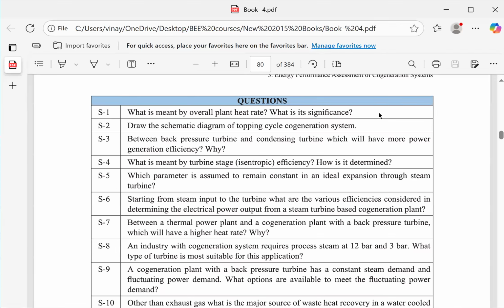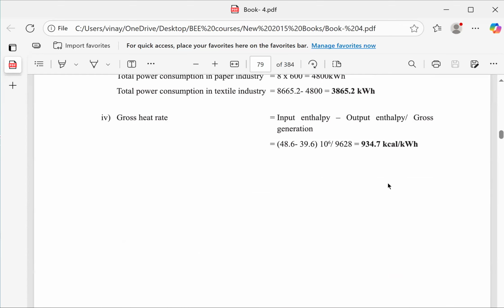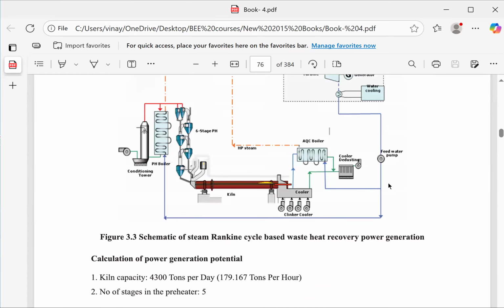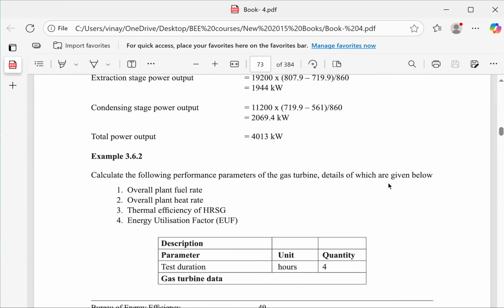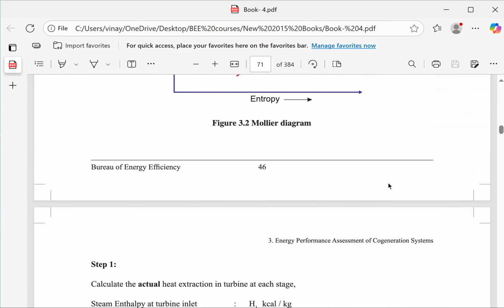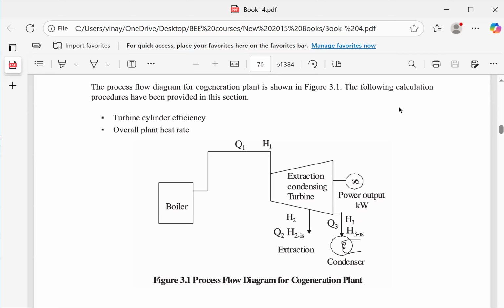Draw the schematic diagram of the topping cycle. What is the topping cycle? First you generate power and then the other is the process. That is the topping cycle. When you draw this cycle, it is already drawn here. If you go back to the topping cycle, yes, this is the topping cycle. Because here the steam is going for generating power first and then the extraction steam goes to the process. So the priority here is the power output first and then secondary.